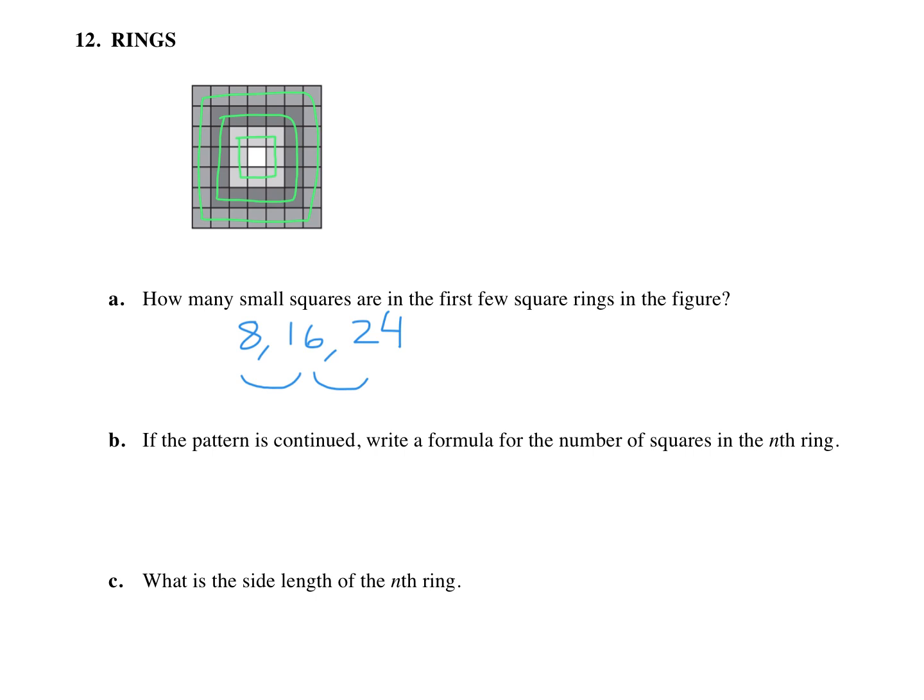All right. If the pattern is continued, write a formula for the number of squares in the nth ring. All right, so a few ways we can do that. I'm going to introduce you to the notation that you're going to see later in the chapter. So the notation you're going to see is, we're used to y equals. It's going to say a with a subscript of n. So a sub n equals.